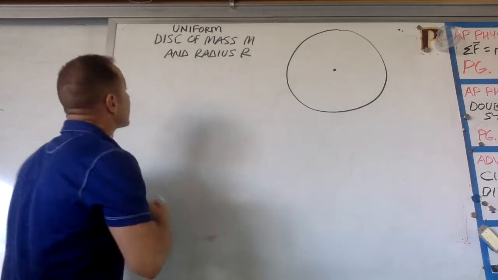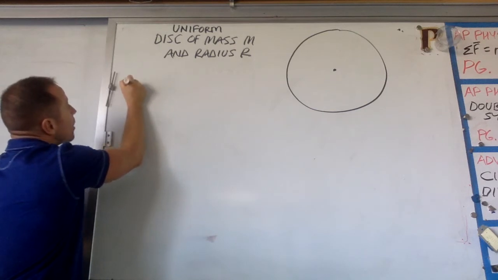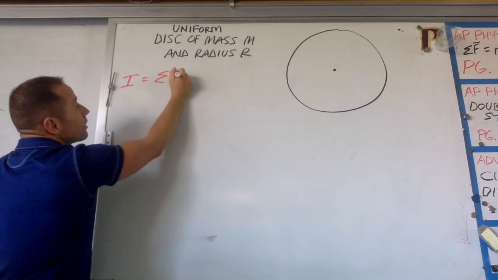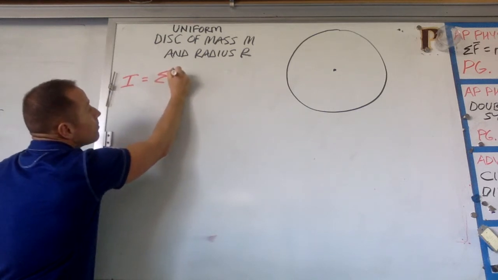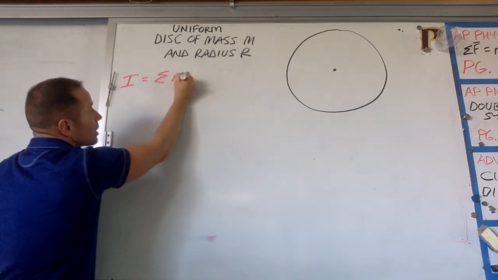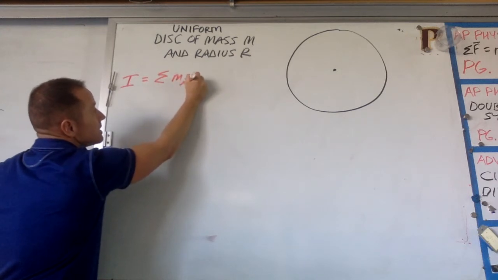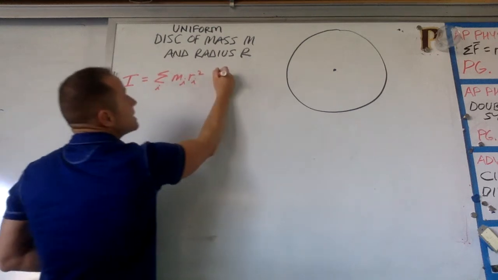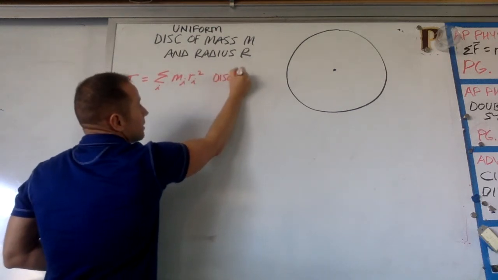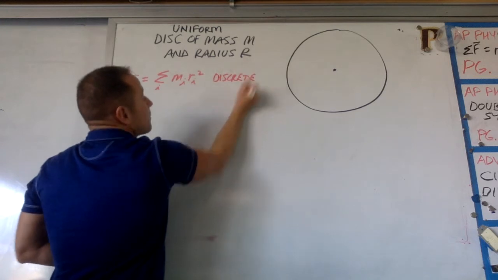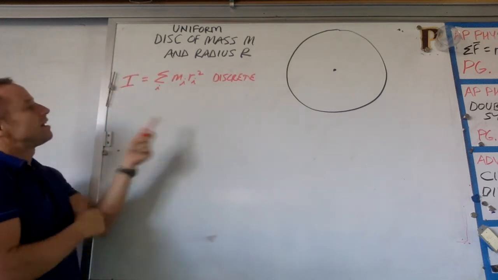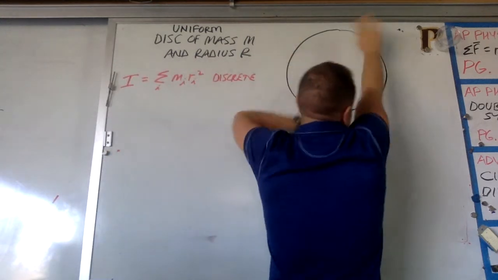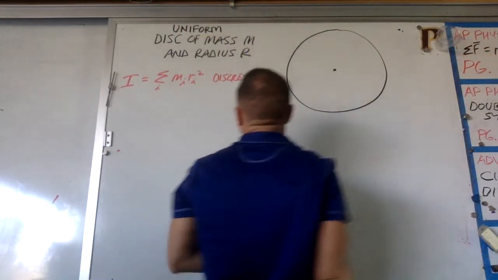What's helpful for getting started is, if you remember with moment of inertia, if you have a bunch of discrete objects, what you're doing is adding up the sum of each little chunk of mass times its distance away from the axis squared. So this is for discrete objects. Well, this isn't a set of little point masses. It's an object where the mass is smeared out, or distributed uniformly.